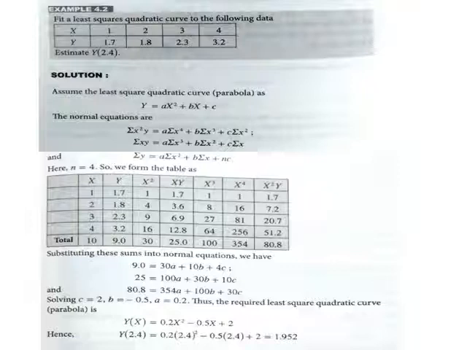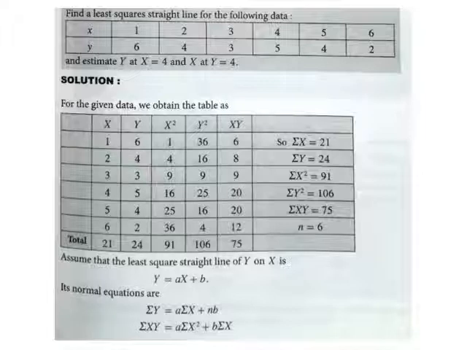Now solving these three equations, we obtain a equals 0.2, b equals minus 0.5, c equals 2. Hence the parabola we obtain here is 0.2x square minus 0.5x plus 2. Now since here y is a function of x, in this question we have one more requirement. We need to get y at 2.4. So if you set x equals 2.4, the resultant is 1.952.